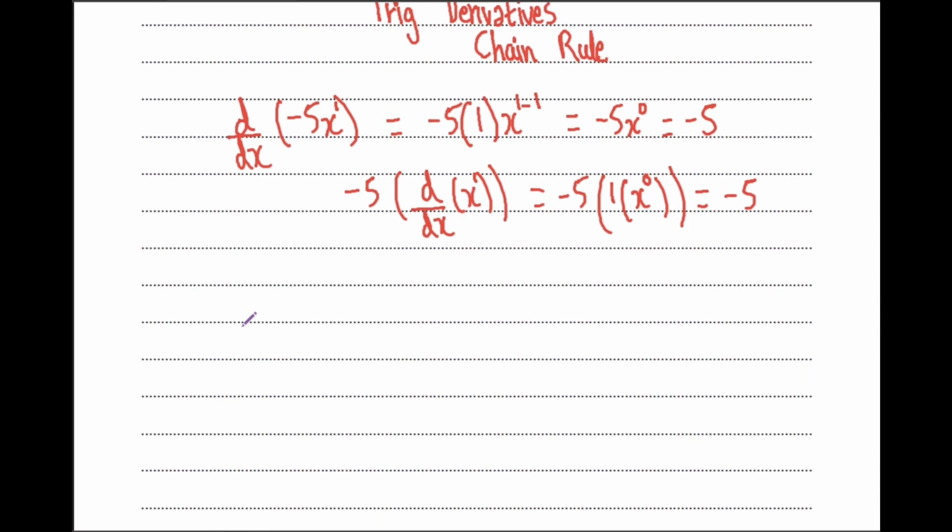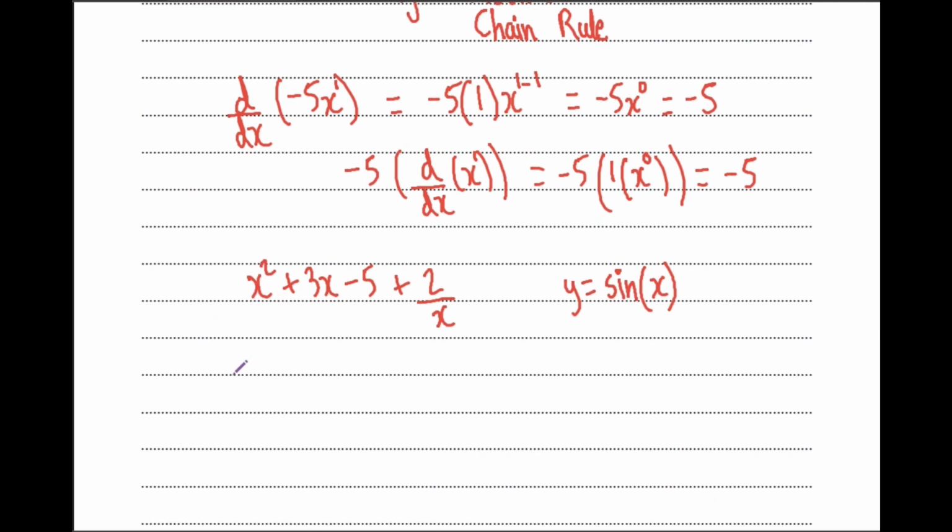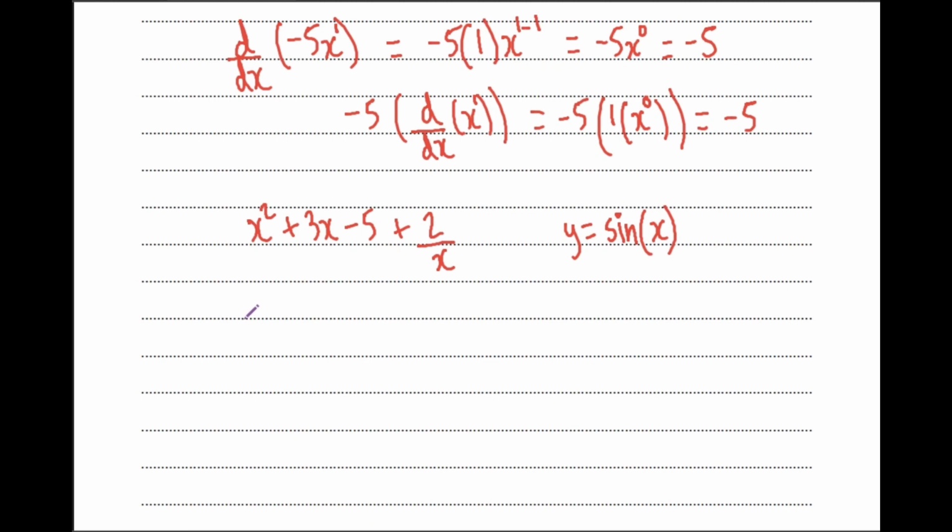And let's take trigonometric derivatives. So far we've been dealing with polynomials. A polynomial is like x squared plus 3x minus 5 plus 2 over x. These are all polynomials. But what if we had the function y is equal to sine of x? Because this is also pretty common. Trig functions are very common. Let's start with sine of x. Okay, how should we do it? Let's think about it before I give you the answer.